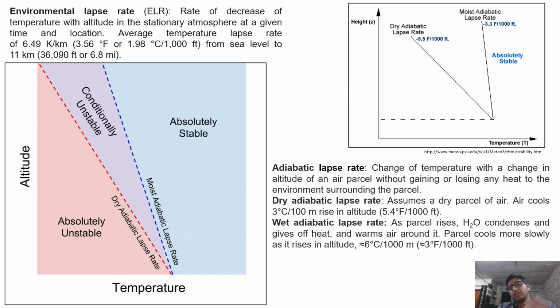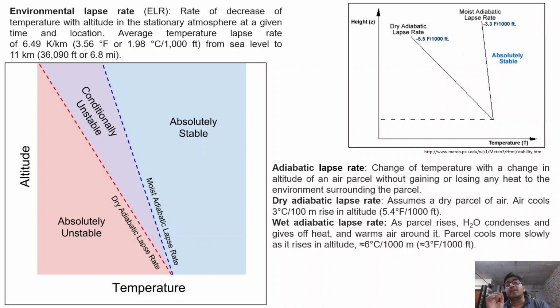This is normally found to be 3.56 degree Fahrenheit, or close to 2 degree Fahrenheit per 1,000 feet. We can always calculate it in different scales, or the average temperature lapse rate is 6.5 Kelvin per kilometer. Like that, you can calculate it from the sea level to 11 kilometers, means we are now reaching the upper height of the tropopause.